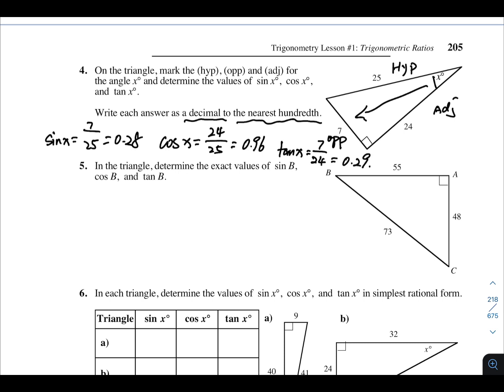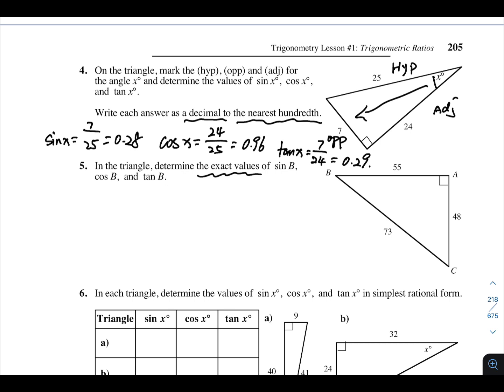And the last, number 5. In this triangle, determine the exact value of sine, cosine, and tangent. For the exact value, we just need a fraction. Okay, don't find the decimal. Just remember, you only need a fraction.